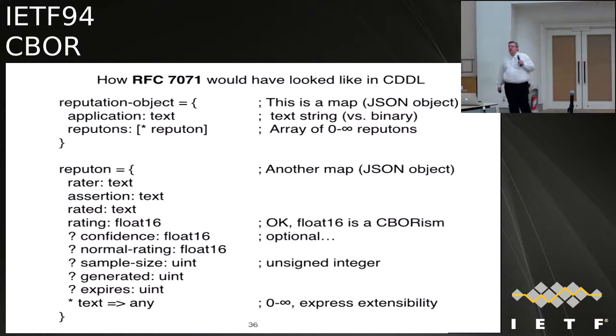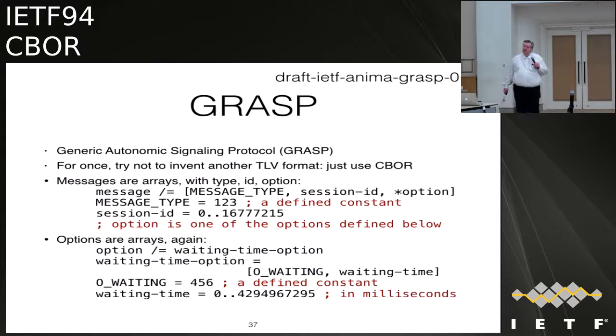And for new development, we have an example here, which is RASP. RASP is the generic autonomic signaling protocol used in autonomic management of systems. And the RASP people for once have decided not to invent another TLV for this. That would, of course, be the natural thing, to define another TLV. But they have decided to just use CBOR. And so, for instance, a RASP message is an array with three elements, a message type, a session ID, and zero or more options. So actually it's not three elements, it's two to any number of elements.